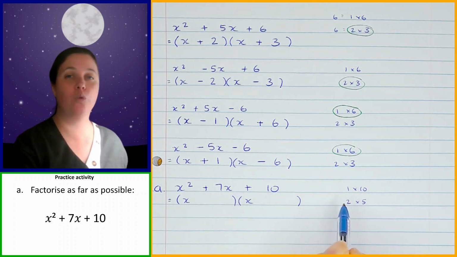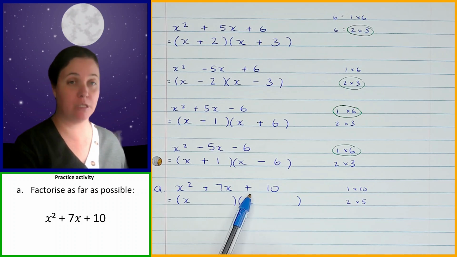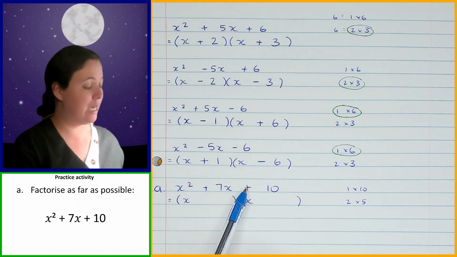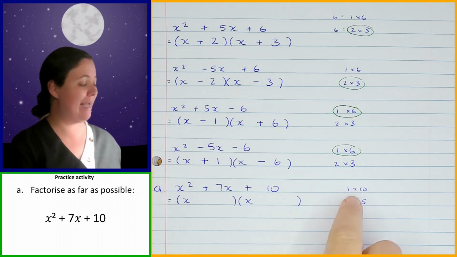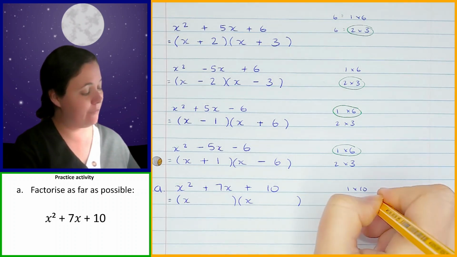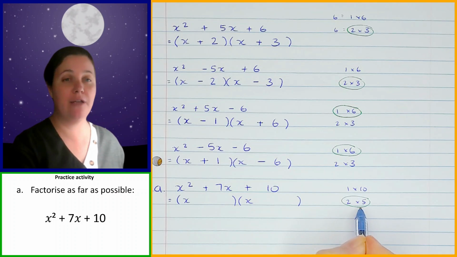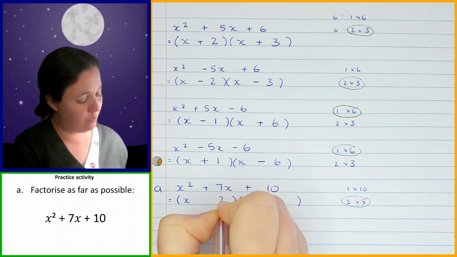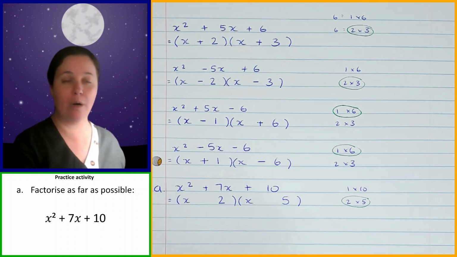Now I have to find out which pair I'm going to be using. Because the last term is positive, I need to add the factors to get the middle term. So if I add 1 and 10, I'm not going to get 7. But if I add 2 and 5, I will get 7. So I'm using 2 and 5 as my factor pair. So 2 goes in the one bracket and 5 goes in the other bracket. Again, it doesn't matter which way around you do it.